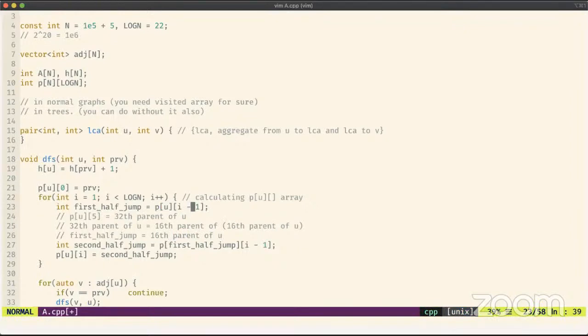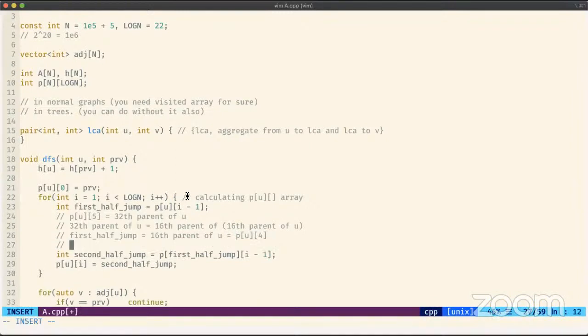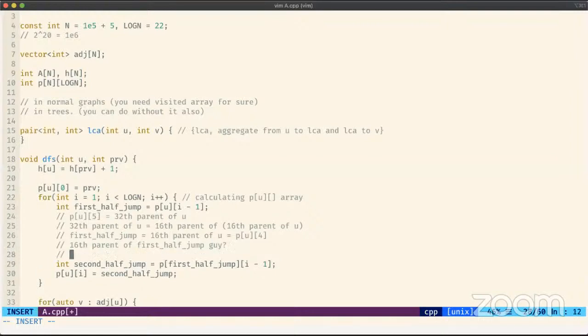The first jump is climbing to the 16th parent of u, which is p[u][4]. And then I ask the first half jump node who its 16th parent is. This is basically p[first half jump][4], and this is my final answer, p[u][i]. This is the second half of the jump. So when I make the two halves of the jump, I get the 32nd parent. This node is going to be the 32nd parent of u. Everyone gets this part of how I calculate it?